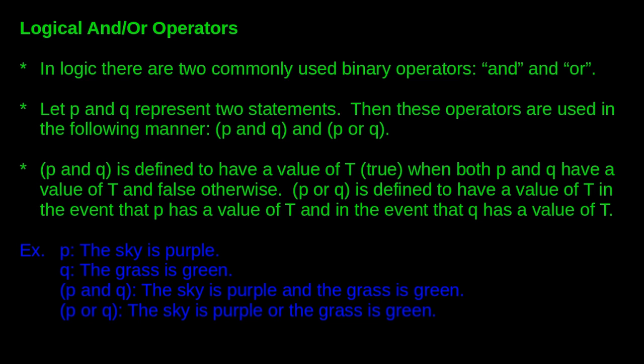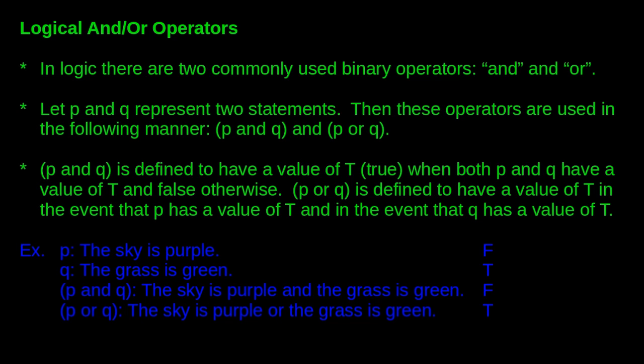For example, P is the sky is purple, and Q is the grass is green. Then P and Q is the sky is purple and the grass is green, and P or Q is the sky is purple or the grass is green. Now, notice that the sky is purple is false. I think we can agree that it's false. Q, the grass is green, is true. I think we can agree that's true. Assume it's a well-kept front yard, where the grass is green as opposed to brown.